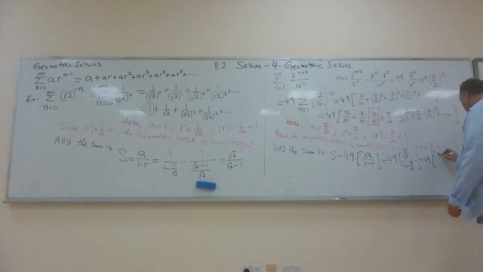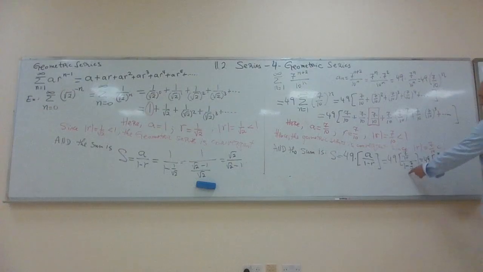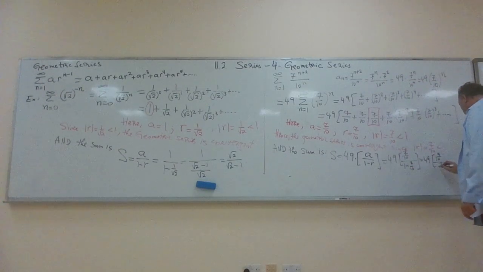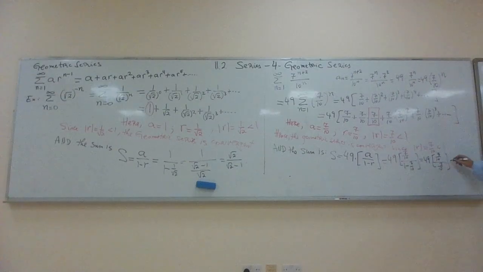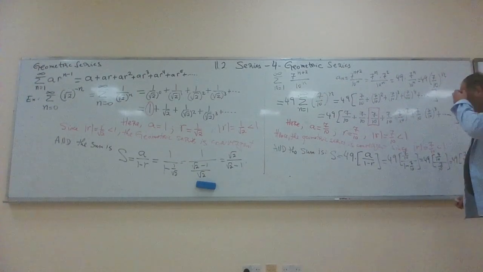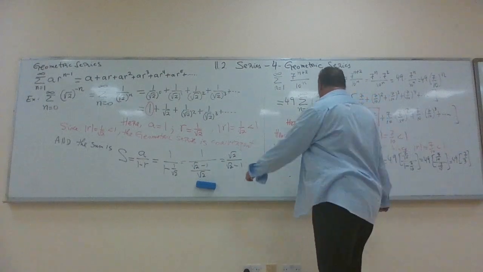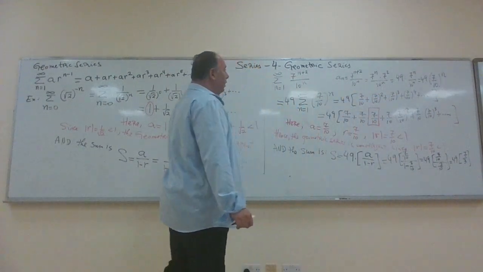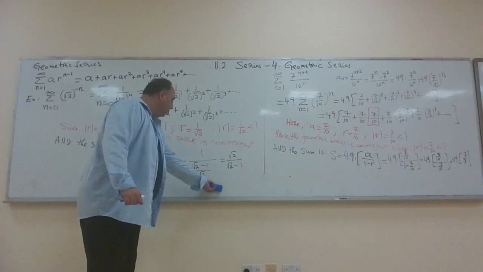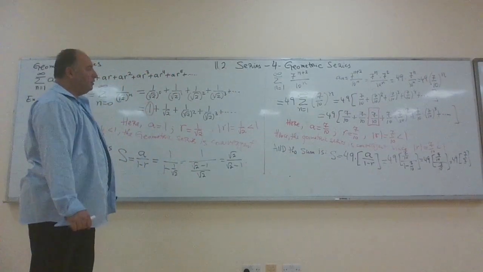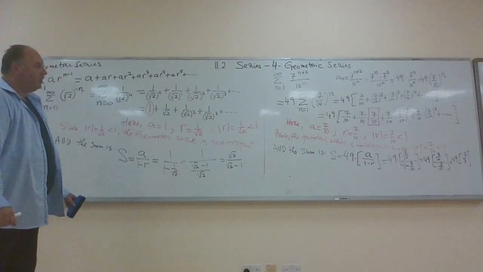So we have 7 over 10 upstairs. Now here, this is 10 minus 7, it's 3 over 10. So this simplifies a little bit. So we have 7 over 3. Okay? We can compute the exact value also, it doesn't matter. So this is a convergent geometric series, and we are able to find the exact value of the sum.